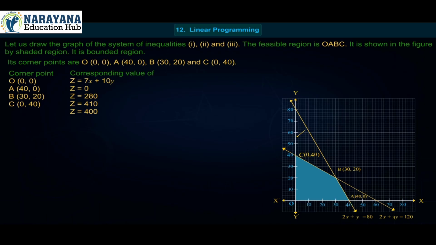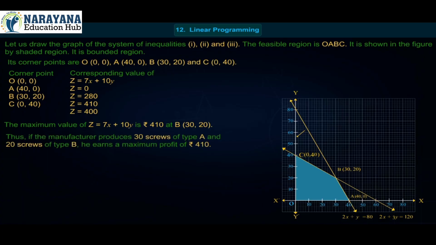Corresponding value of Z equal to 7x plus 10y: Z is 0, 280, 410, 400. The maximum value of Z equal to 7x plus 10y is rupees 410 at B (30, 20). Thus, if the manufacturer produces 30 screws of type A and 20 screws of type B, he earns a maximum profit of rupees 410.